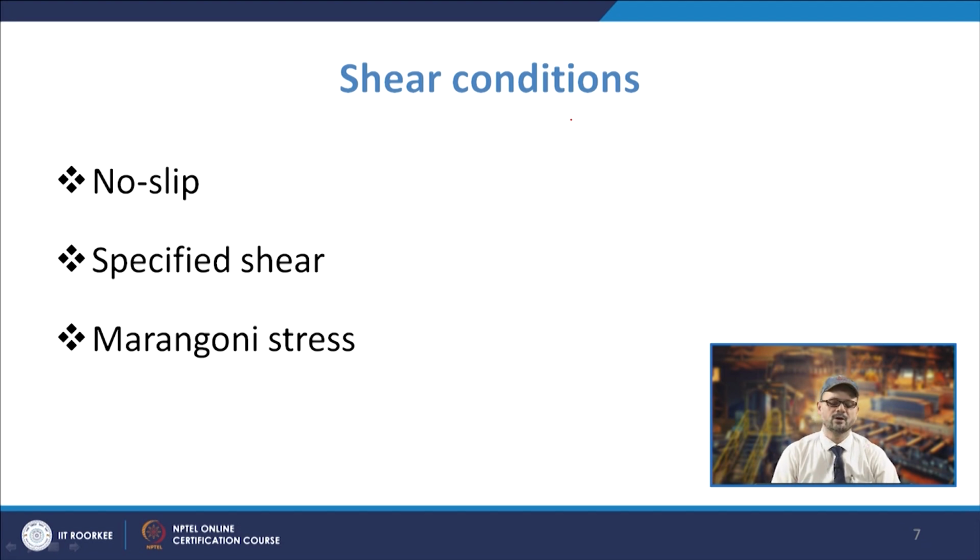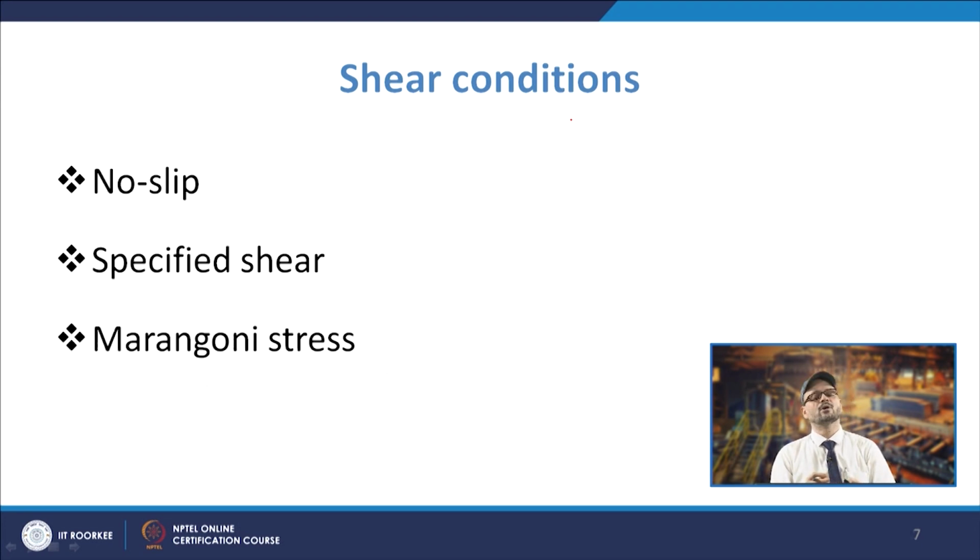Basically, in the case of specified shear, you define a certain value of the shear. In the case of Marangoni stress, this will allow you to specify the gradient of the surface tension with respect to the temperature at the surface. So, there this Marangoni type of stress condition will be there, and you will get the shear stress calculation because of the gradient of temperature on the surface. So, that is for specified surface tension, and that way these shear conditions are used.